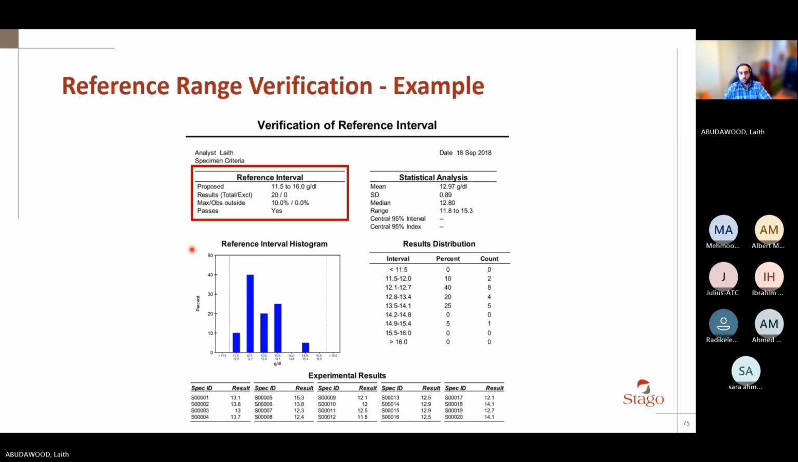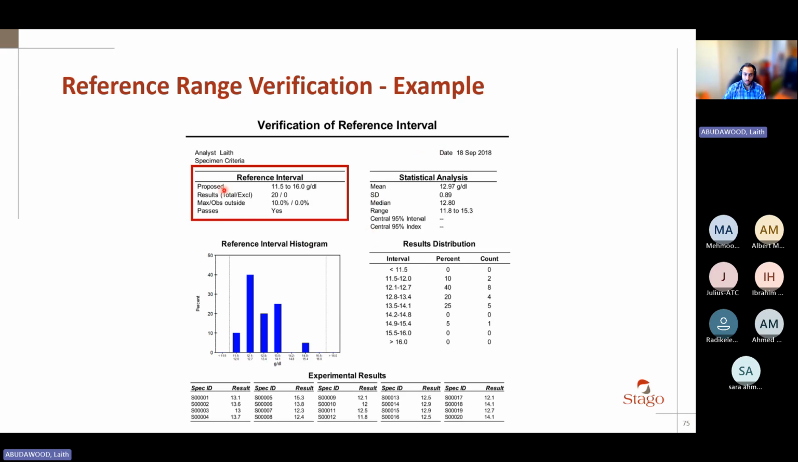So this is an example of a report from EP Evaluator. EP Evaluator is a software that a lot of customers know and are familiar with the reports of. It's a third party. It's not from Stago, so if your customer uses it or not, it doesn't matter. But this is just an example of a report. So we have done a reference range verification of a given reference interval. This is for hemoglobin, for example.